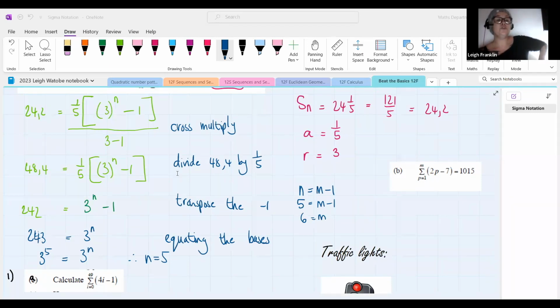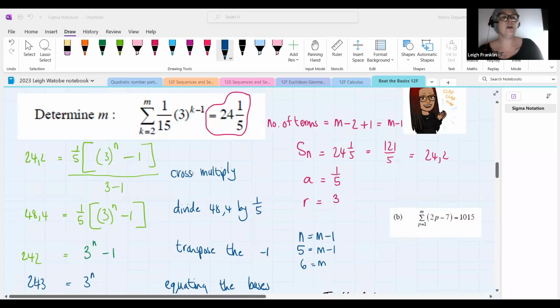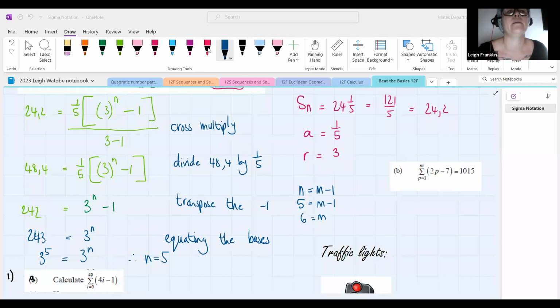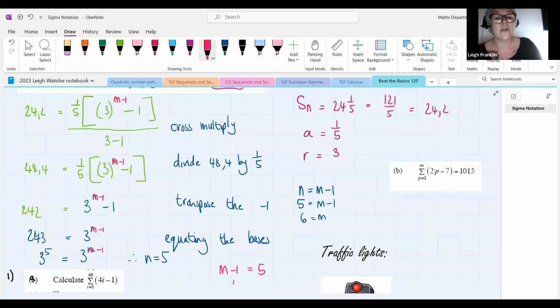If you want to, instead of working with n here, you could make this m minus 1 and write m minus 1, m minus 1, m minus 1, m minus 1. And can you see when you get to this stage over here, you'd still say m minus 1. That would be equating your exponents, and it would be equal to 5. You'd still get m equal to 6.